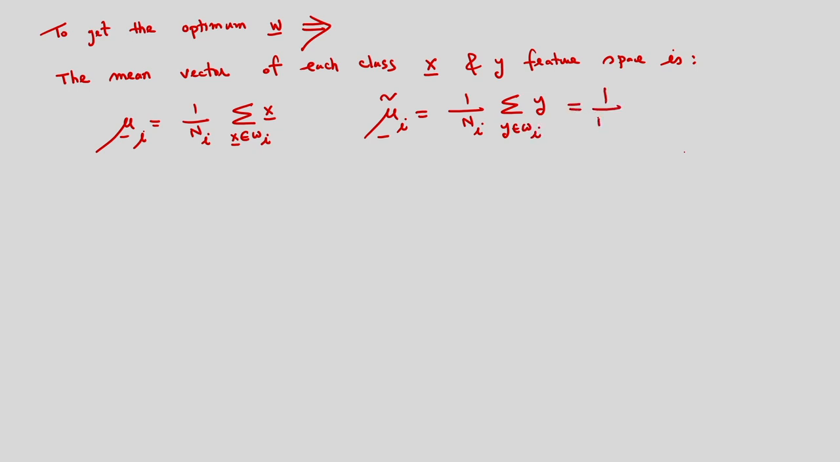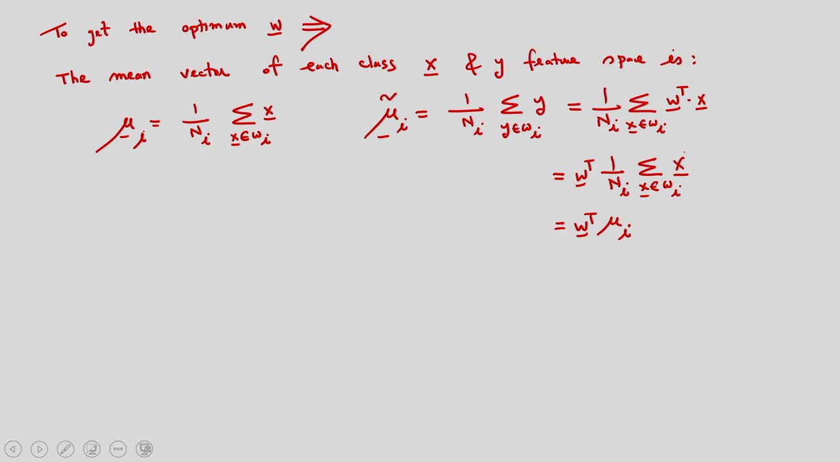And this can be represented like this: 1 by n i summation over x, in terms of x I am writing, where x belongs to the class omega i, w transpose x. That is equal to w transpose times 1 by n i summation of x belonging to omega i, x. So w transpose mu i. So I am getting this. This mu i is before the projection, and this mu i tilde is after the projection.